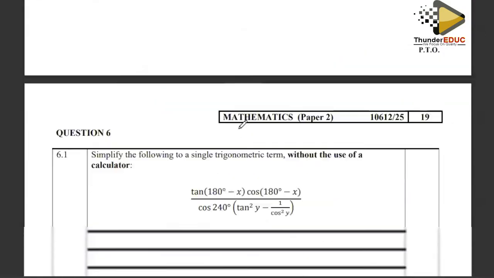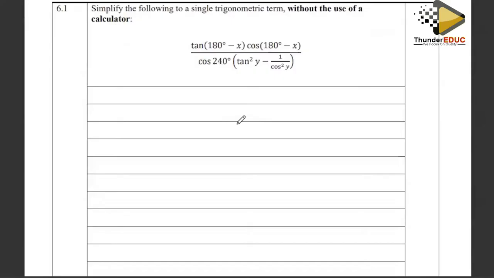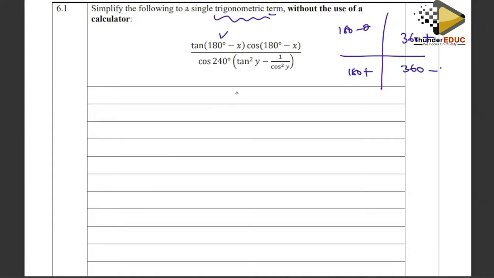All right, then question number 6, which is also still under the trig. Okay, so they want us to simplify the following into a single trigonometric term without the use of a calculator. So what I can see, how many marks is it? 7 marks. Wow. These people are generous today, né? So we know that from our Cartesian, this is going to be a 360 plus, a 180 minus, 180 plus, and then a 360 minus. Okay. So this 180 is going to be quadrant number 2.